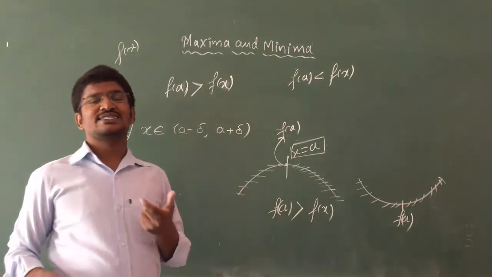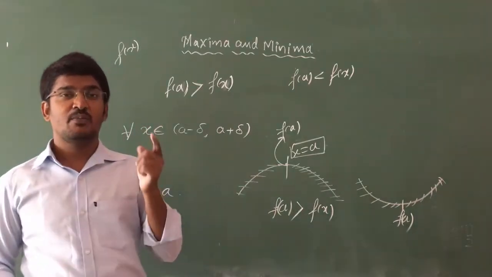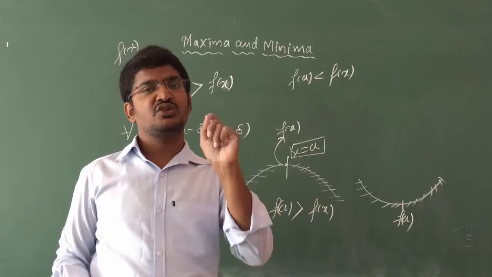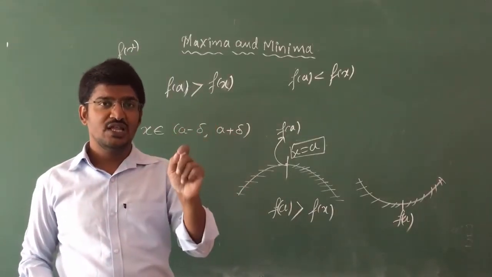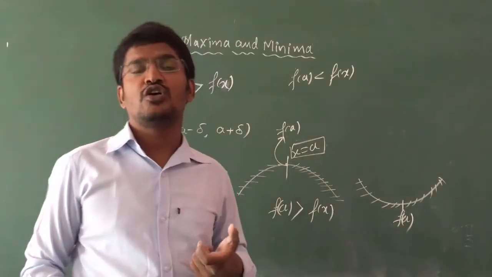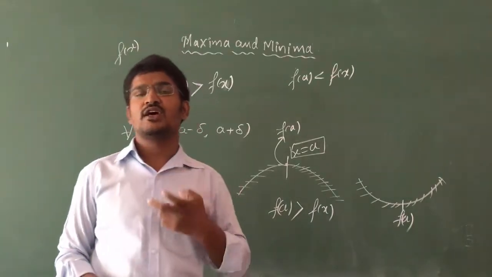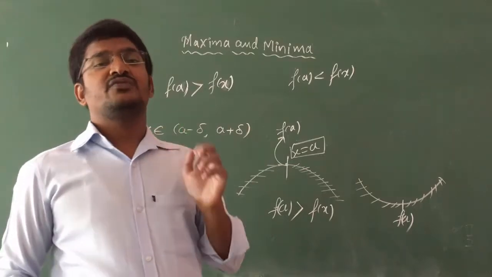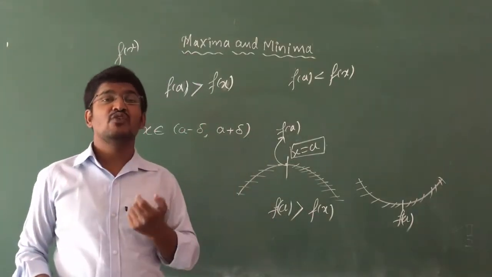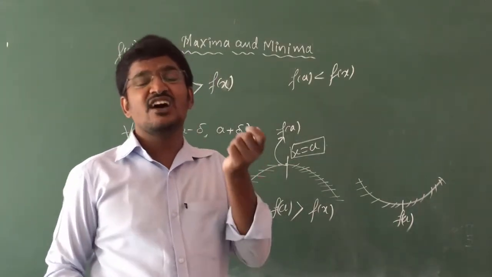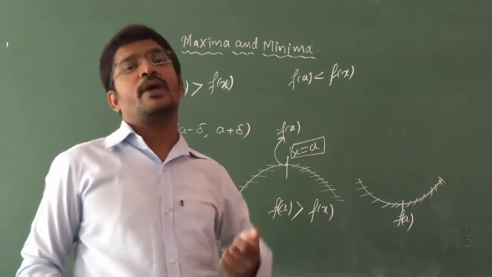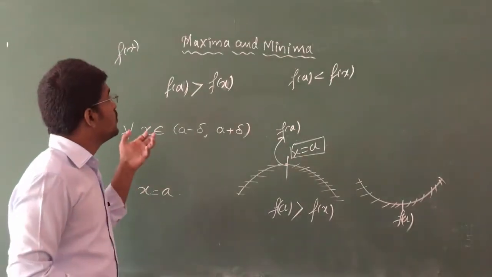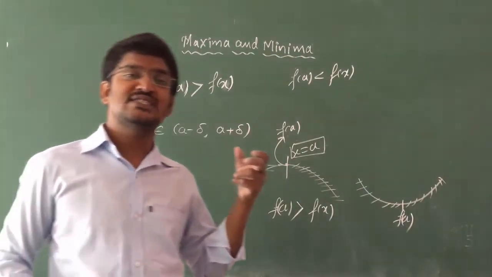In short, the maximum of the function is the greatest value of the function in the delta neighborhood of a. That is a domain term. Clear? Next, minimum is defined as the lowest value of the function in the delta neighborhood of a of the domain. Clear? From this you can understand what is maxima and what is minima.